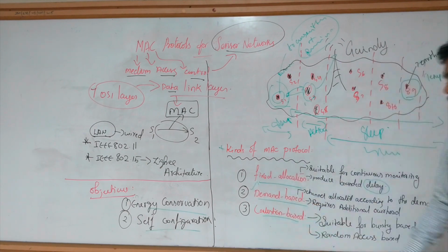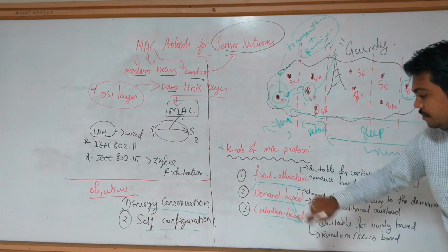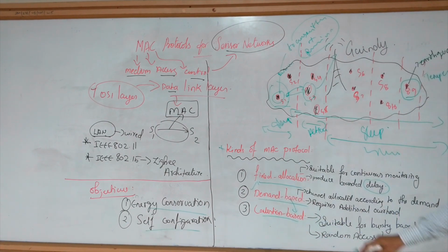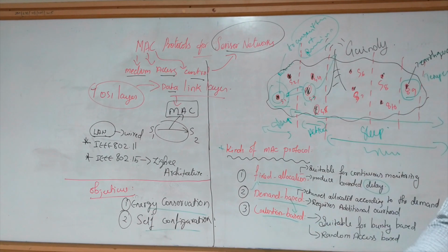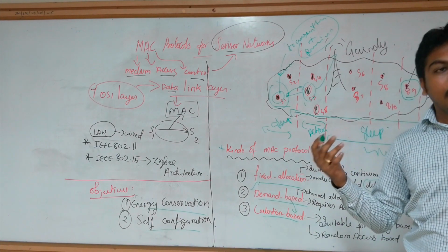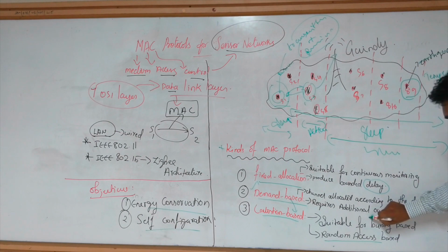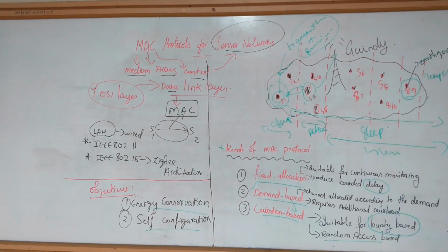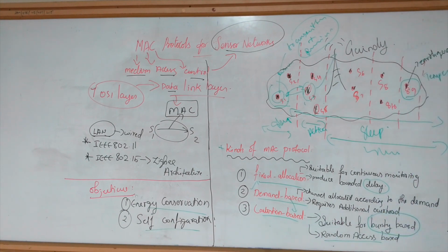And then the condition based. This is the reverse of demand based. So what is the reverse? Here there won't be any leader. So whoever they like, they will talk to each other. So what happens is, random access is possible over here, and this kind of protocol is used for bursty based areas. So what is that bursty based stuff?